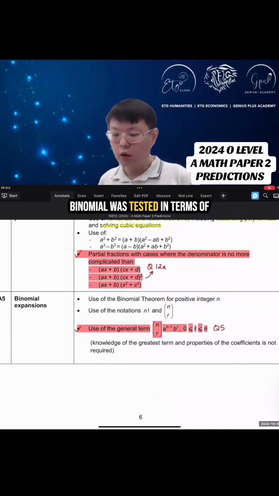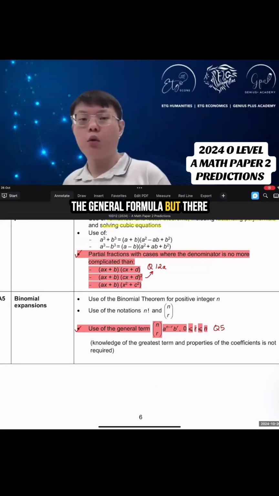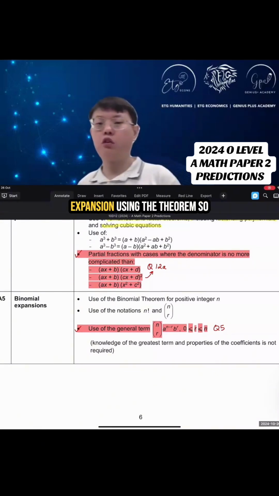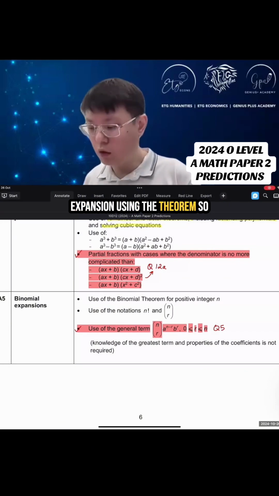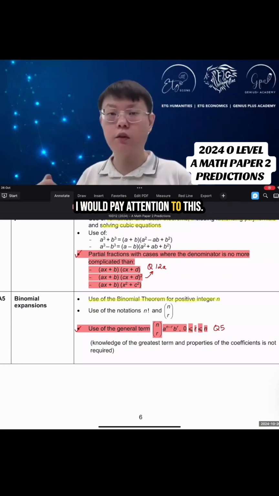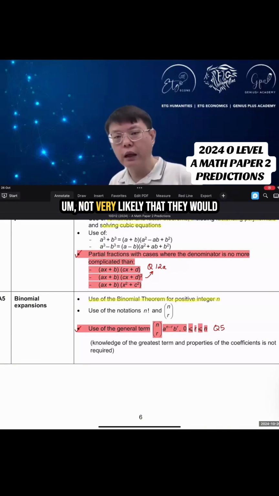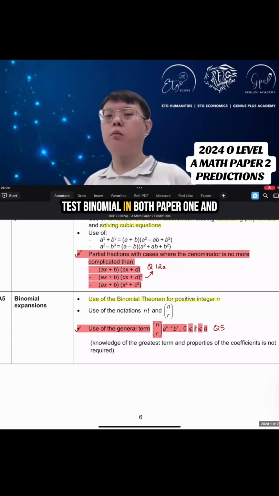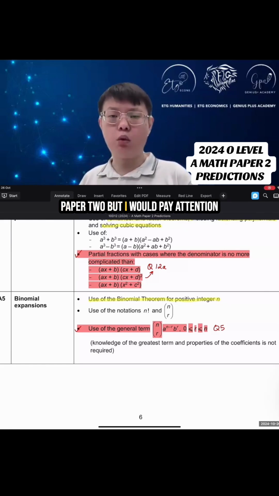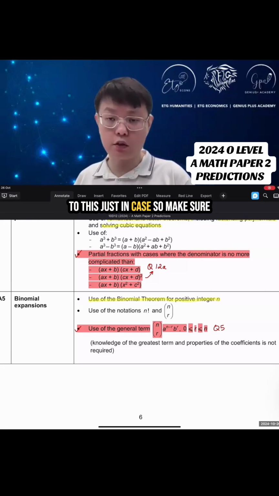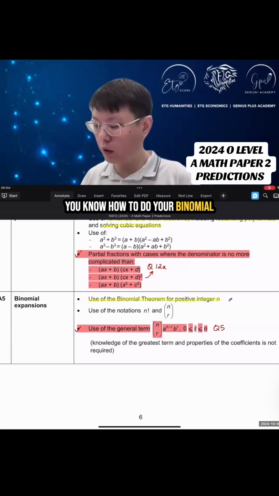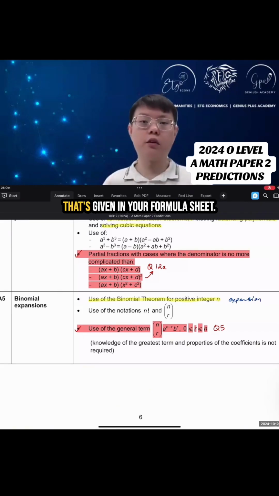Binomial was tested in terms of the general formula, but there was nothing about binomial expansion using the theorem. So I would pay attention to this. Not very likely that they would test binomial in both paper 1 and paper 2, but I would pay attention to this just in case. Make sure you know how to do your binomial expansion using the formula that's given in your formula sheet.